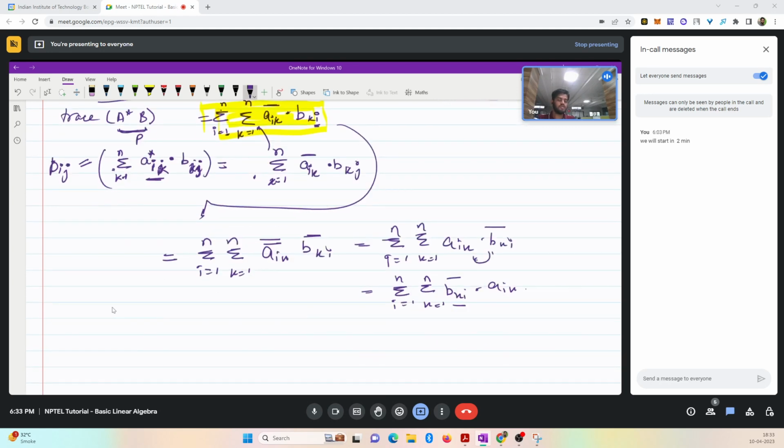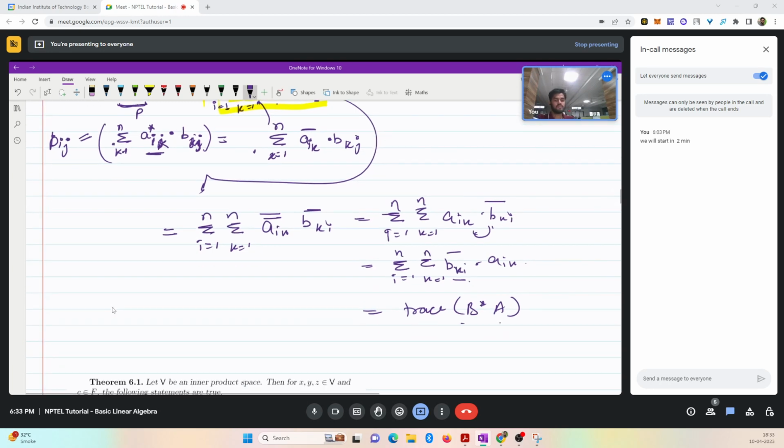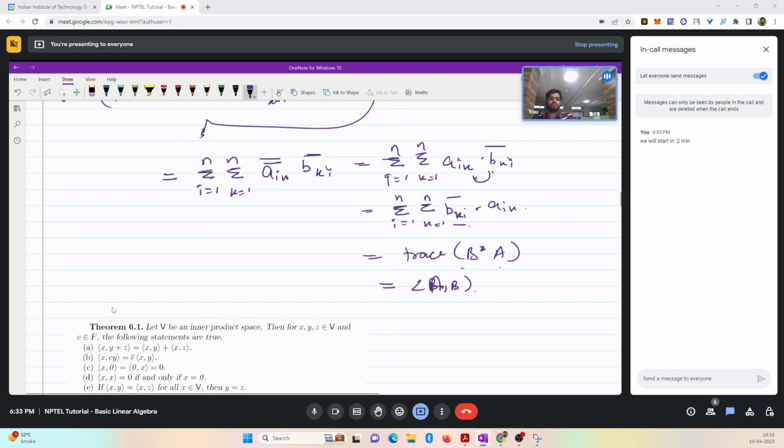Now this is nothing but trace of B transpose A. If you just compare this and this thing, you can see that this is nothing but trace of B transpose A, right? So this is equal to <B, A>. Okay. So we have proved our third point also, right?